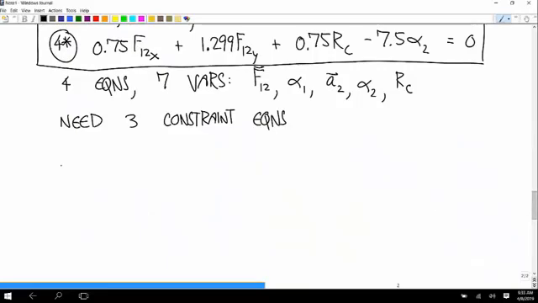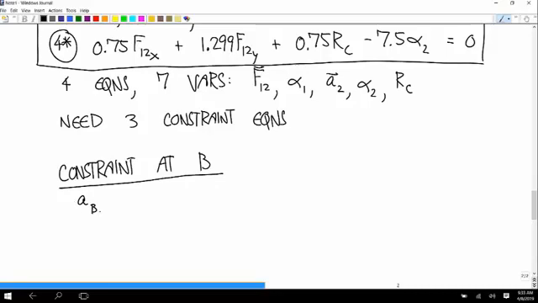Okay, so first I'm going to do the constraint at B. And that just says that the acceleration at B, according to member 1, has to be equal to the acceleration at B according to member 2. So we have to calculate the acceleration according to each of these two members, and then once we get these expressions, we'll set them equal. Any questions about where we're going?